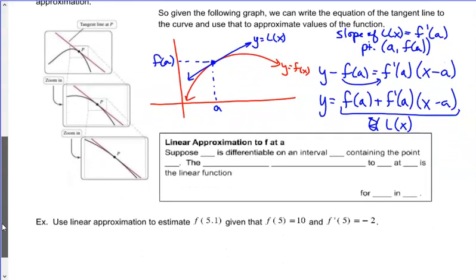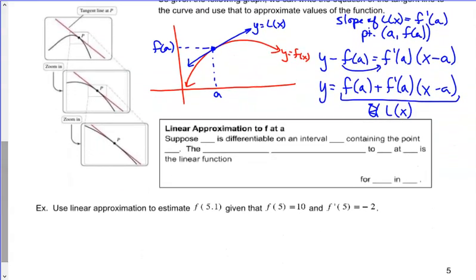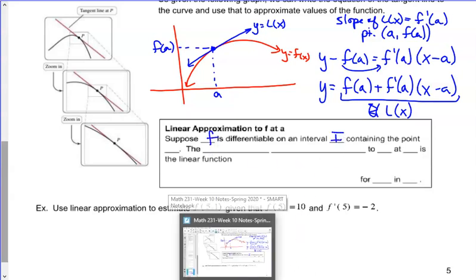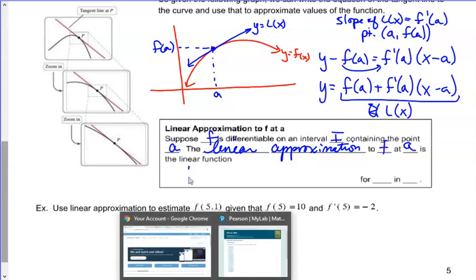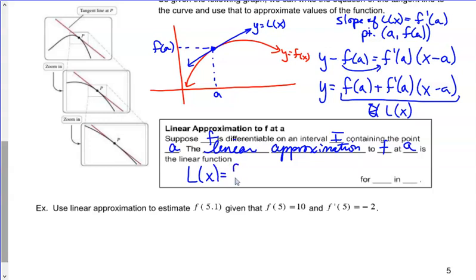So here's the formal definition that we have from that. Suppose that f is differentiable on an interval I containing the point A, then the linear approximation to f at A is the linear function L of x equals f of A plus f prime of A times x minus A for any x in I.